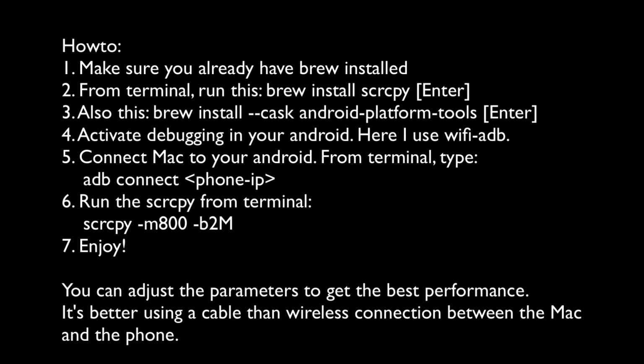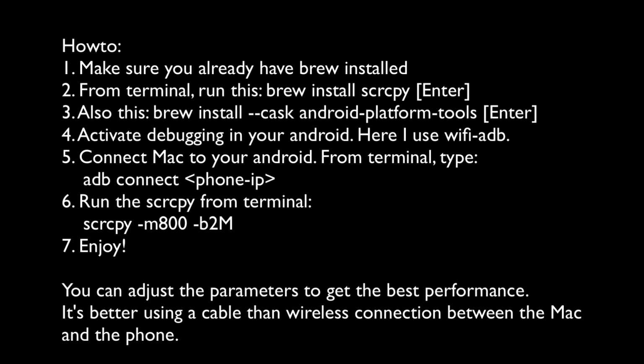Here is the how-to. 1. Make sure you already have Brew installed. Check in the description about the details. 2. From the terminal, type this: brew install scrcpy and press enter. 3. Then type this: brew install --cask android-platform-tools and press enter.